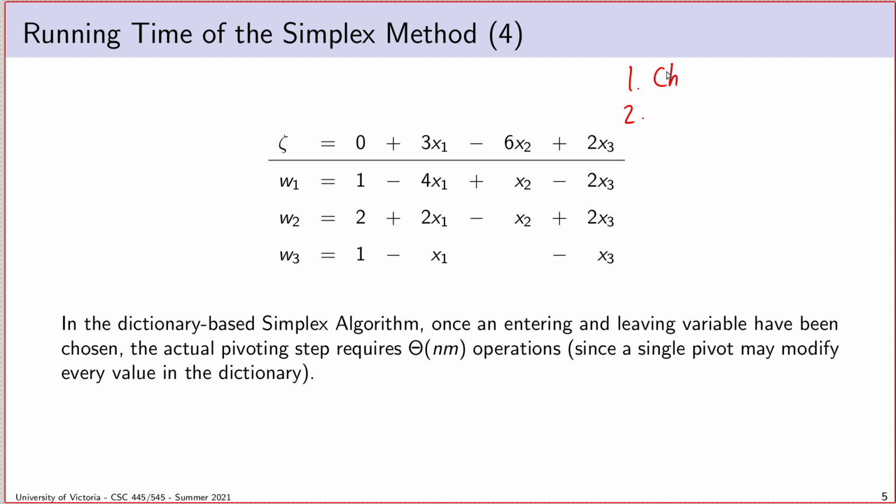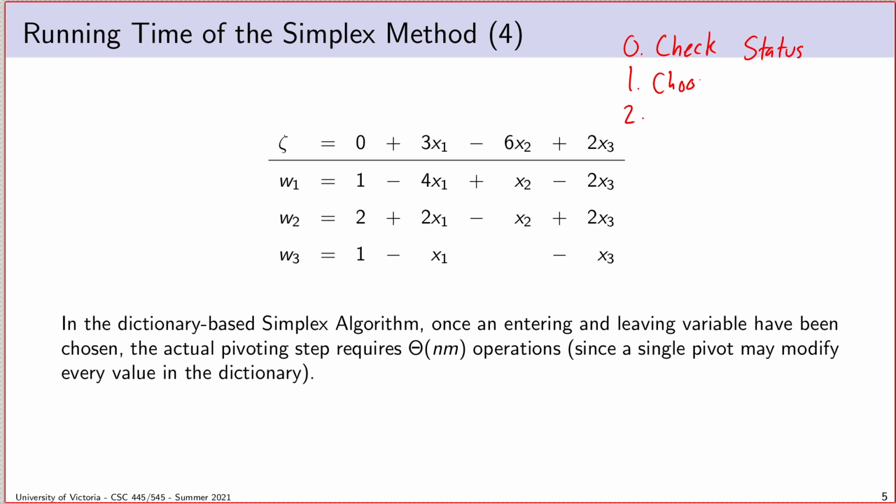So at each step, actually maybe step 0 would be check status. We could do this at the beginning or the end. At each step of the algorithm, we inspect the dictionary that we're currently looking at, and we decide if we're done. So if, for example, the dictionary were optimal, then we would be done. That takes some time to check.